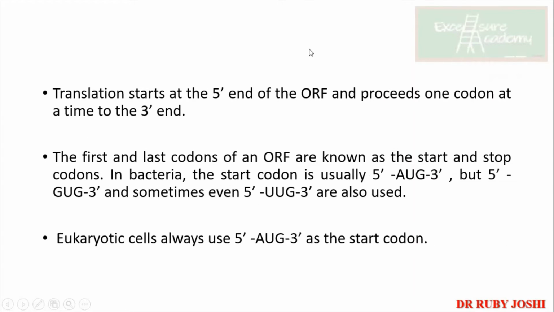Okay. So the translation starts at the 5' end of the ORF and proceeds one codon at a time to the 3' end. Okay. So once it is read 5' to 3', in the case of protein, it will be known from N terminal to C terminal. The first and the last codons of an ORF are known as the start and the stop codons. In bacteria, the start codon is usually AUG, but 5' GUG and sometimes even 5' UUG are also used. So ऐसा नहीं है कि in the case of bacteria, it's always AUG. Depending on the species, the start codon can vary. Okay, but in the case of eukaryotes, it's always 5' AUG.